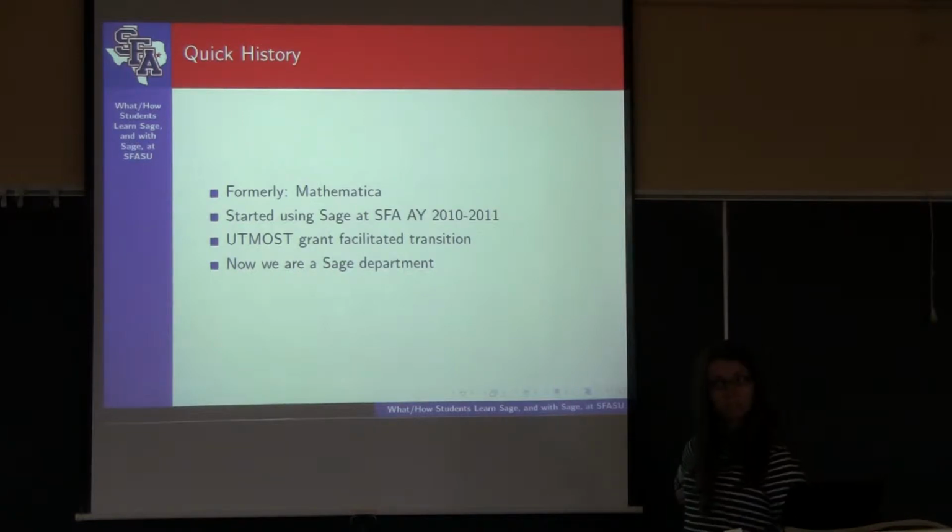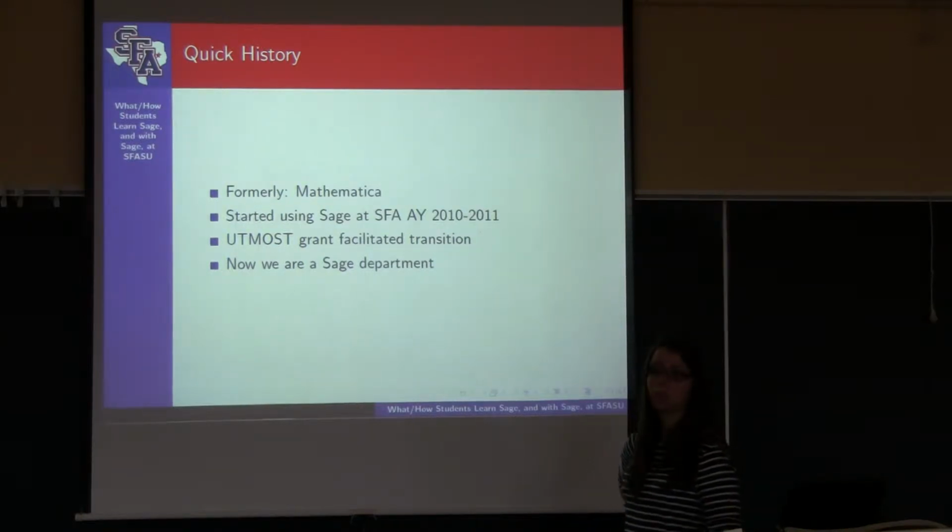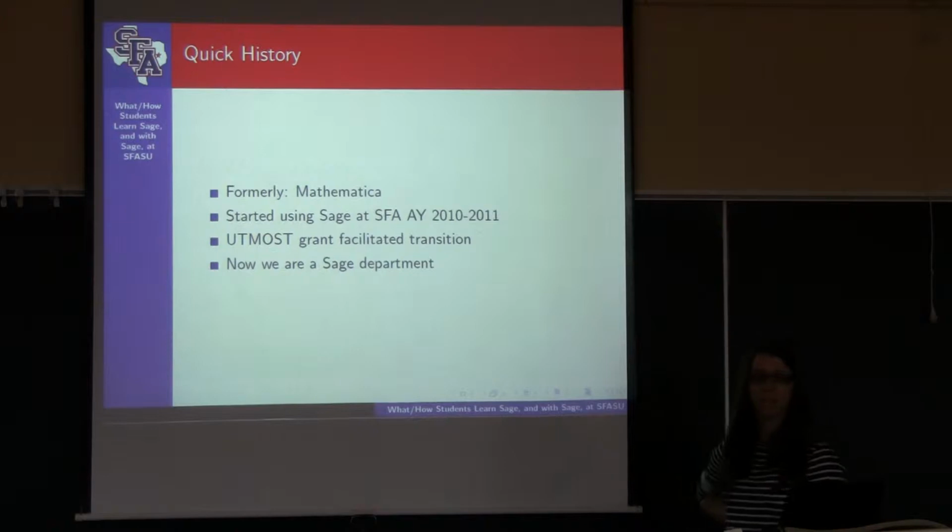We have about 13,000 students. Hardly any of them are ready for calculus when they come to us. We have about 40 or 50 math majors at a time, graduate about 8 or 10 a year, and most of them become high school math teachers. So that's who we're looking at.